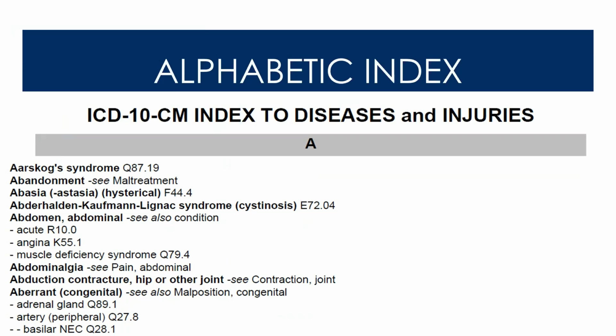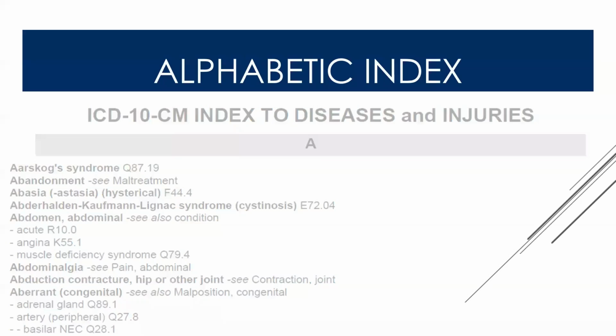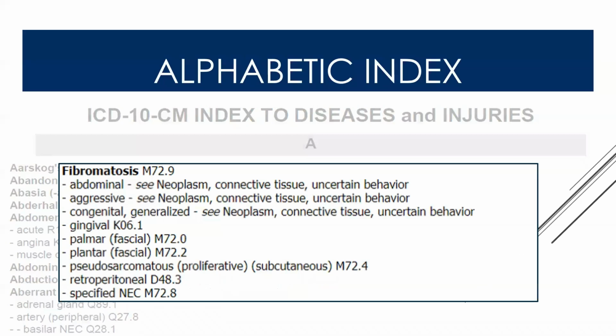Under F in the alphabetic index, we can see main terms like fibroadenoma, fibroid, and fibromatosis. Underneath these terms are subterms. We want to scan these subterms to see if any of them apply to the documentation that we're reviewing. Under fibromatosis, there are quite a few subterms. If the documentation stated that this was gingival fibromatosis, then we are given the recommended code K06.1.